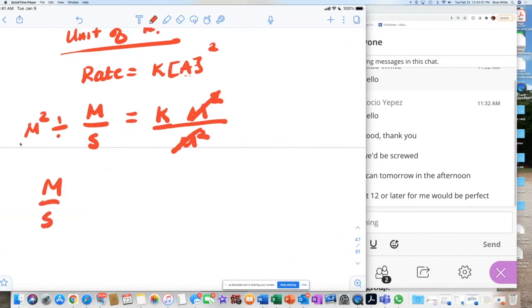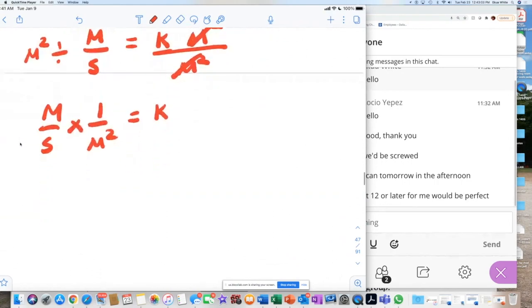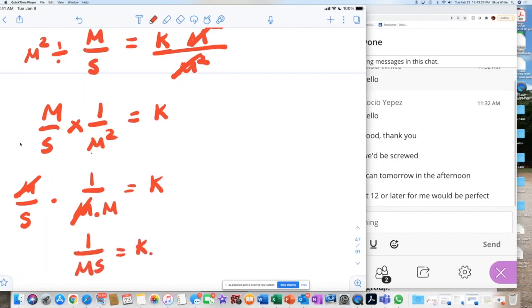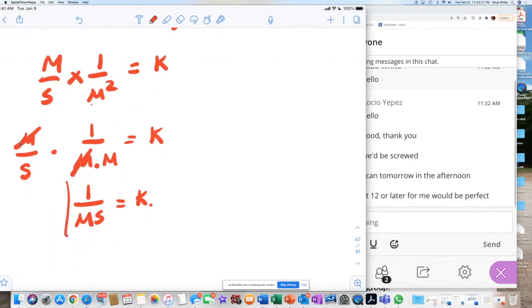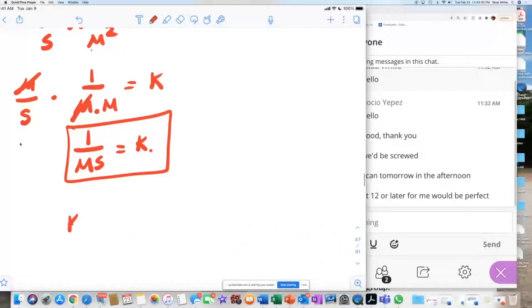Now, I'm going to replace the divide with multiply. So I'm just going to put M over S times 1 over M squared equal K. Remember, M squared is the same thing as M times M. M&M. Thinking of my favorite candy, peanut version. Okay. Cancel M out, cancel M out. And we're left with 1 over M S, which is equal to K. So K is written like this for second order, or is written as K is equal to M to the power negative 1, S to the power negative 1, if you don't want to leave the units in the denominator. Some people just prefer it like that.